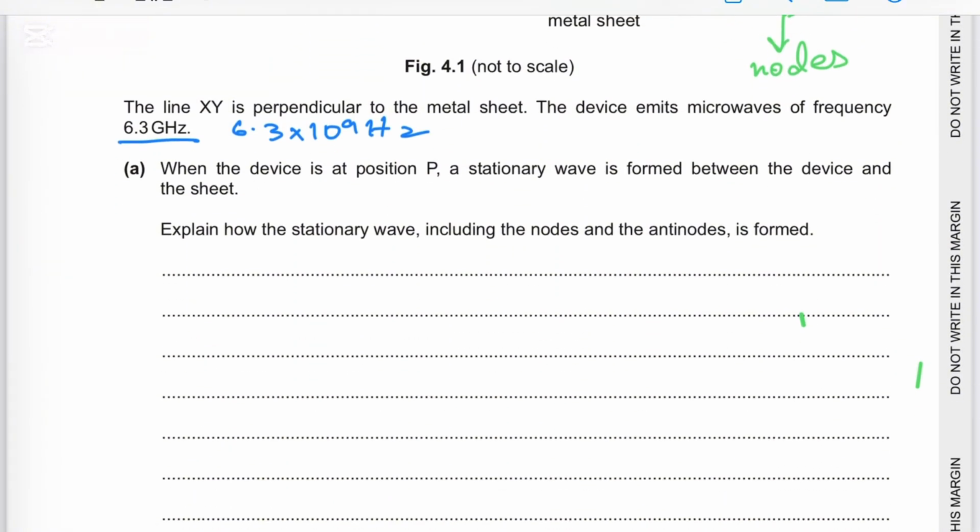So as for how they form, the microwaves travel from the transmitter to the sheet where they'll get reflected. The incident wave and the reflected waves will superpose or overlap. The maximum amplitude will occur at an antinode and minimum amplitude will occur at a node.